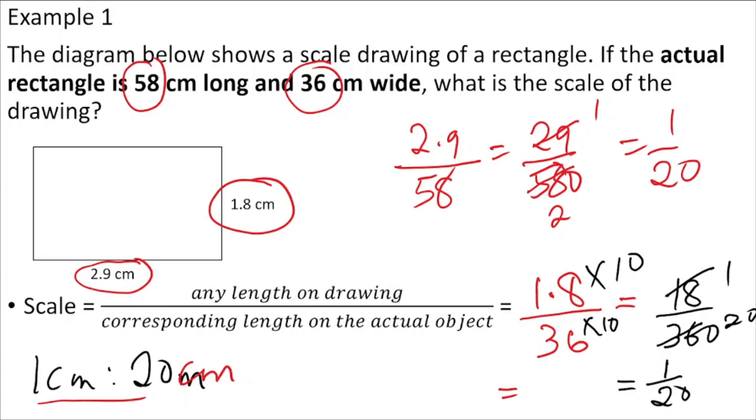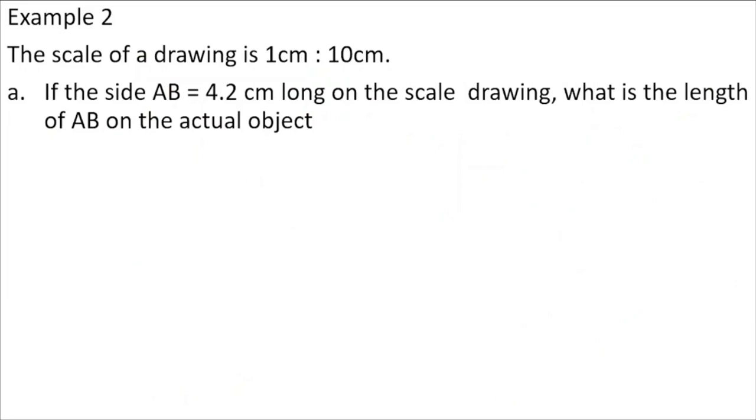So the next thing we move to is another example. We're going to see how we can use the given scale to find the actual object and also to find the length on the drawing. That's what we're going to learn next. So that's example 2 here. Under example 2, the scale of a drawing is given as 1 centimeter to 10 centimeters.